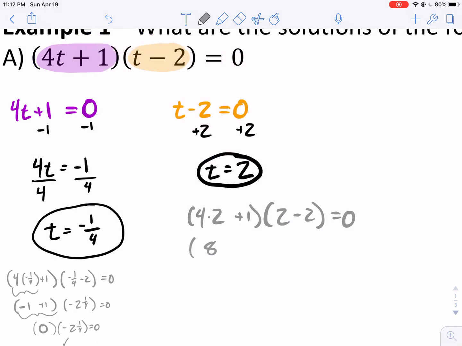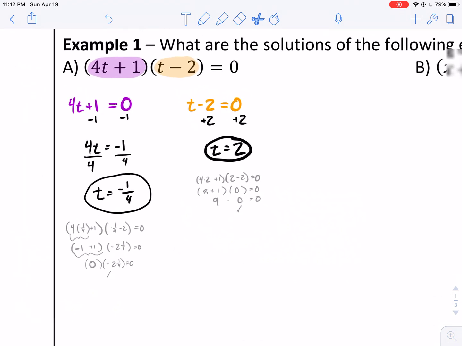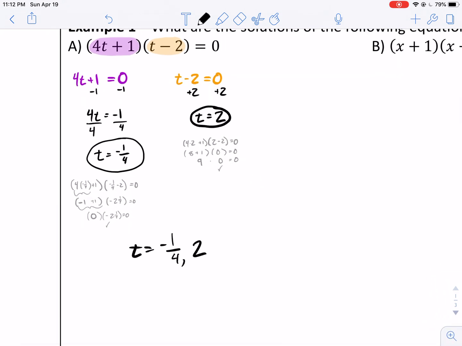Okay, so we have 8 plus 1 times 0 equals 0. Well, 9 times 0 is 0. So yay, that does work. Awesome. So we have two solutions to our original equation. Either t equals negative 1/4 or t equals 2.